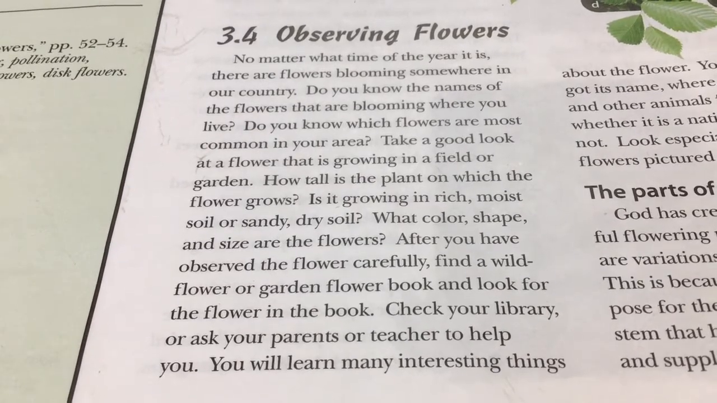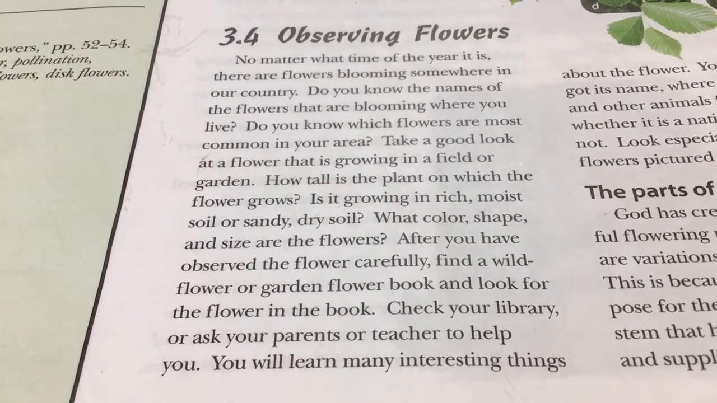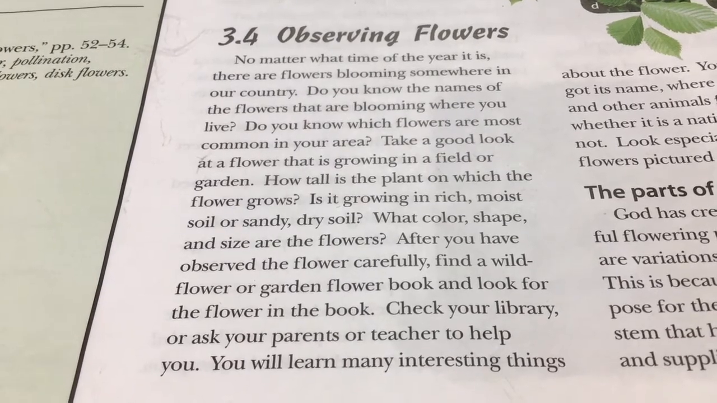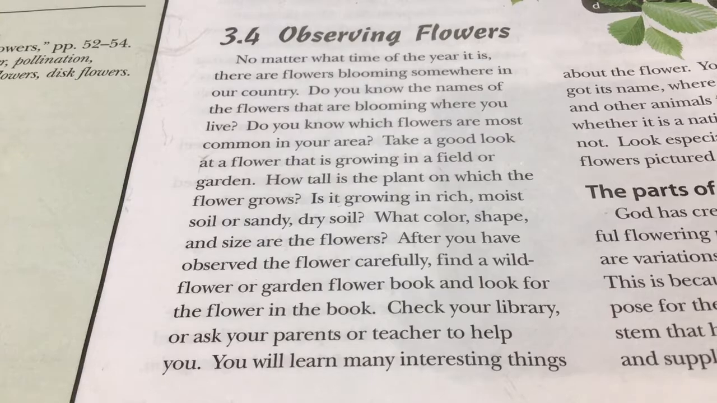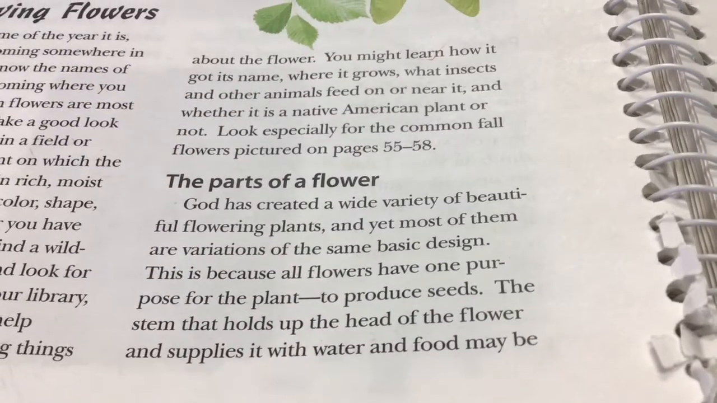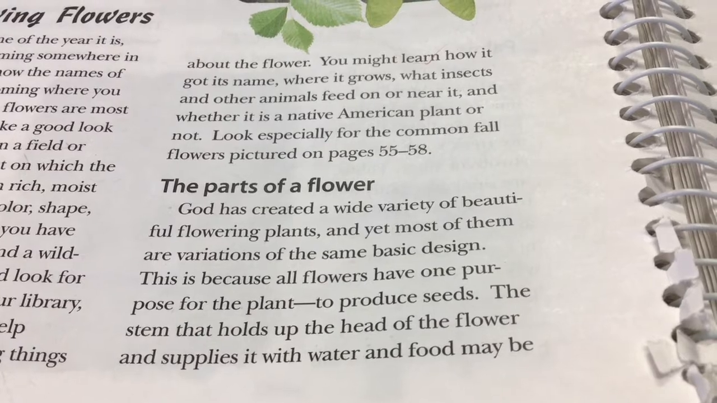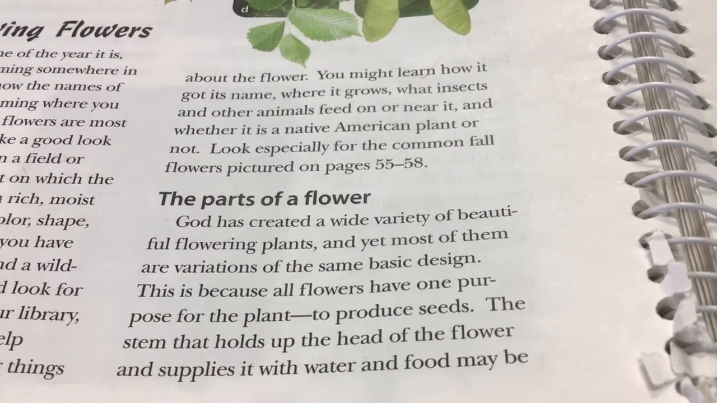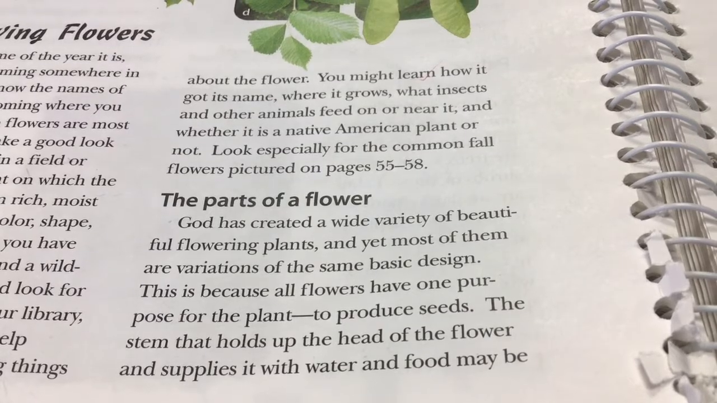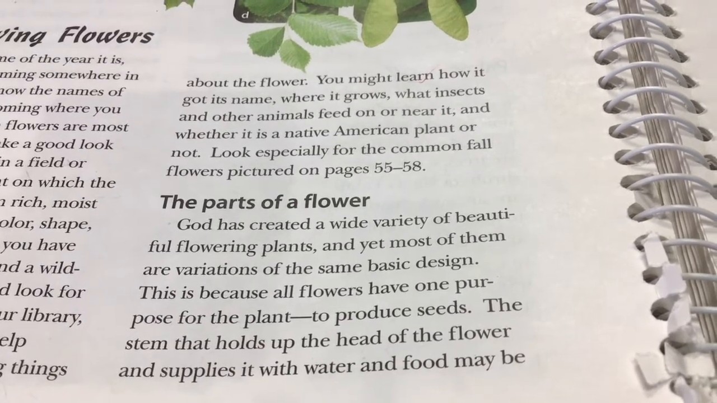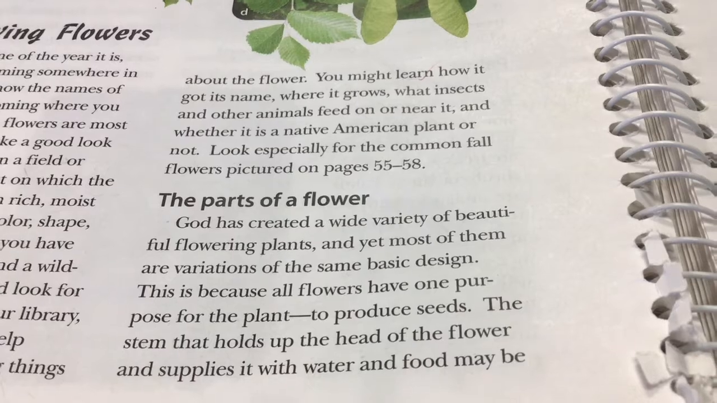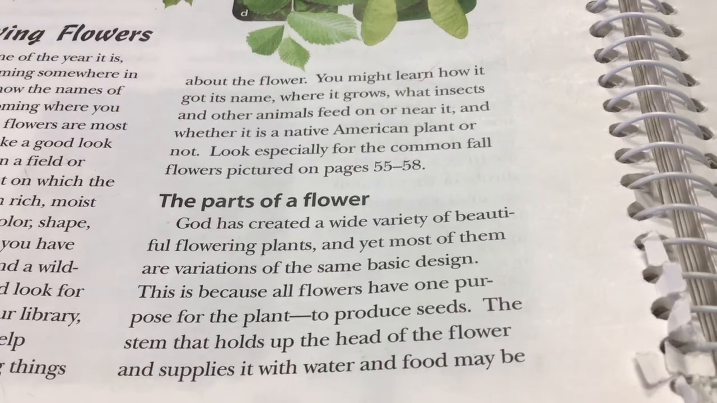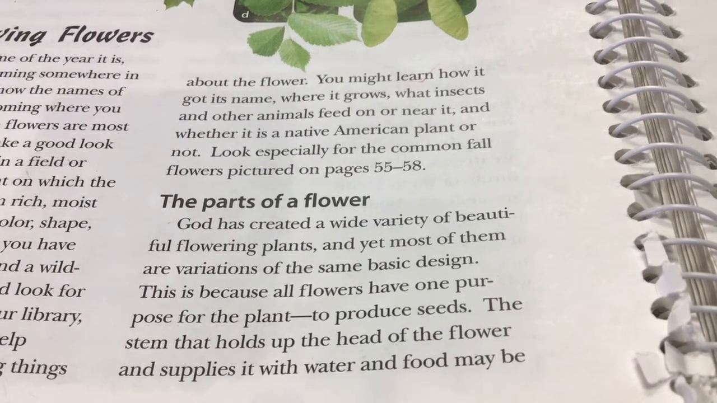After you have observed the flower carefully, find a wildflower or garden flower book and look for the flowers in that book. Check your library or ask your parents or teachers to help you. You will learn many interesting things about the flower. You might learn how it got its name, where it grows, what insects and other animals feed on or near it, and whether it is a Native American plant or indigenous to our area or not. Look especially for the common fall flowers pictured on pages 55 through 58, and we'll look at those in a minute.